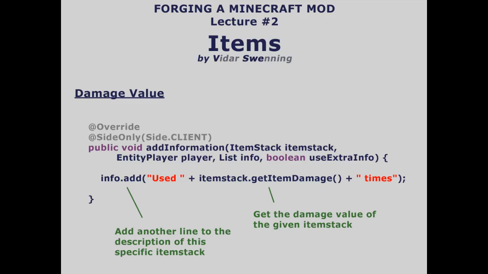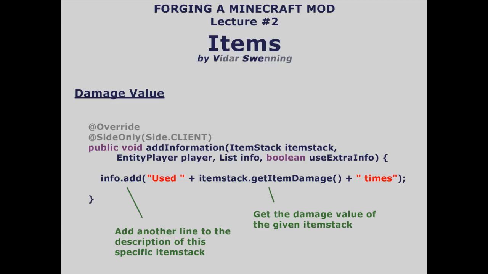Then we had damage values, and here we can see when we use it, we add some information, a description to it depending on the damage value of the item. The reason why we do this is of course because we just have one single item class, so if we change values of the items, it's not going to be unique to each and every instance of this item. Therefore, we change the damage value of the item stack instead, because we have one item stack for each instance of the item that we have.